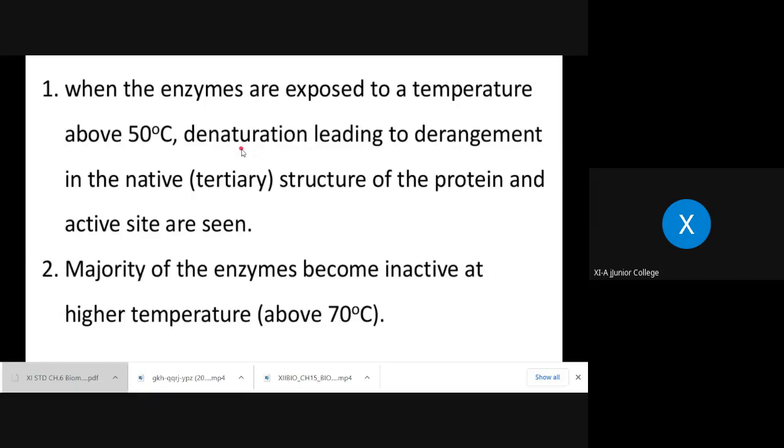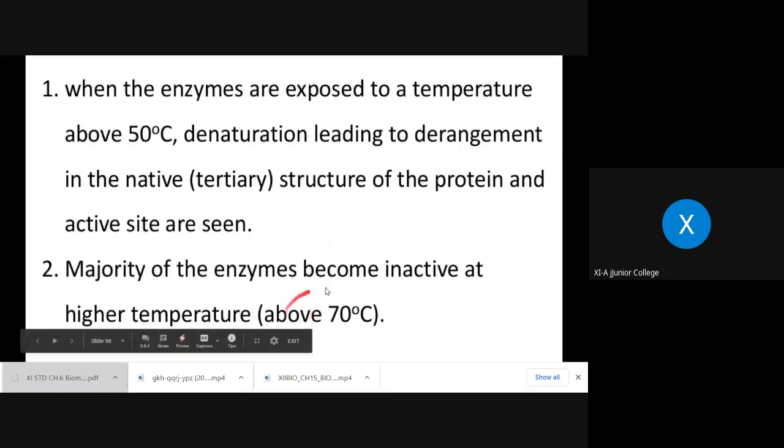As you know, enzymes are made up of proteins, and proteins are made up of amino acids. As the temperature increases, automatically their original form and shape, the tertiary structure, changes to secondary or primary, like that they are changed. And generally above 70 degrees they become inactive.